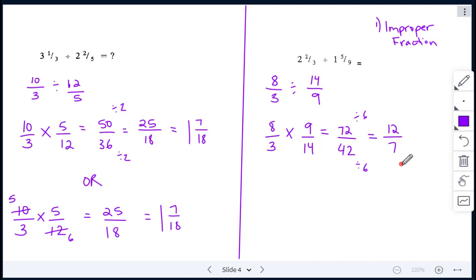And then this is an improper fraction, so we just have to write this as a mixed fraction. So 7 can go into 12 one time, and 1 times 7 is 7, so we need 5 more. So our final answer there is 1 5/7.